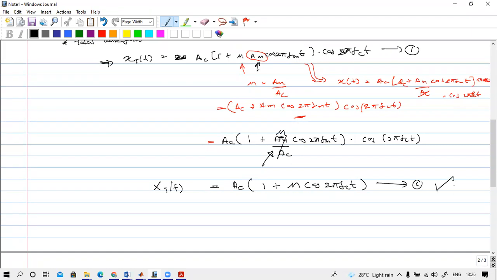So understand it, okay? In our last tutorial, you may remember that I put the AM here. So it is wrong. This AM is not there. Only the mu term is there. That is the mistake I have made. So I will show it in MATLAB.